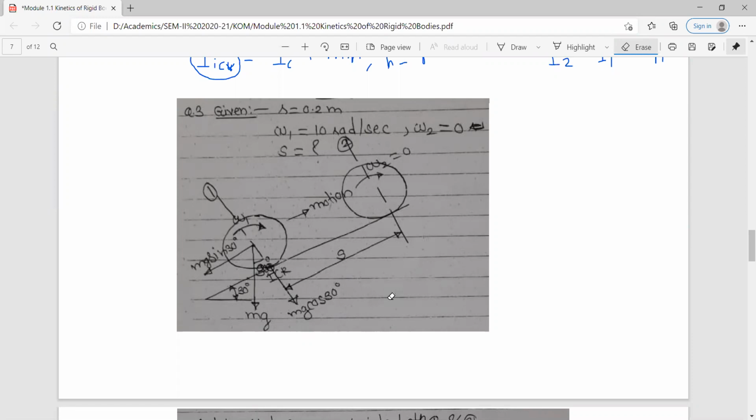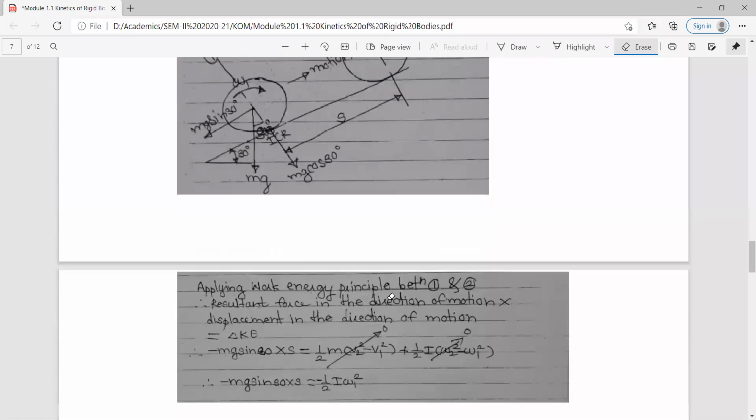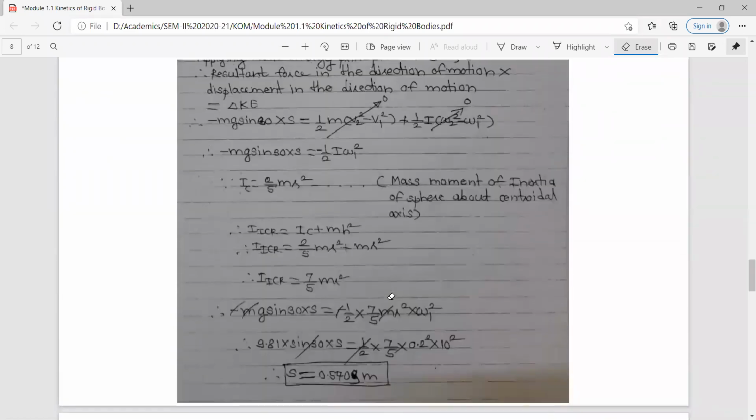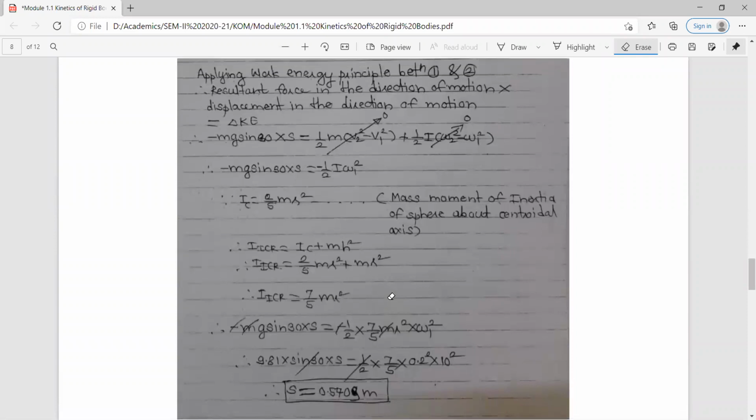5.6 meters, 5.6 meter or 0.56 meter. We check.